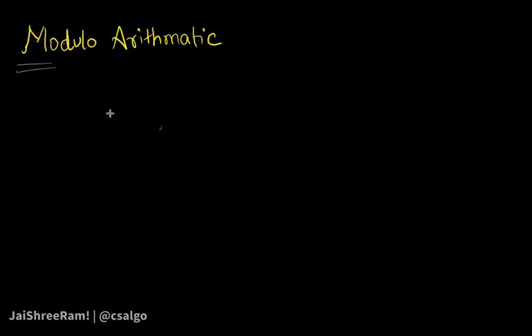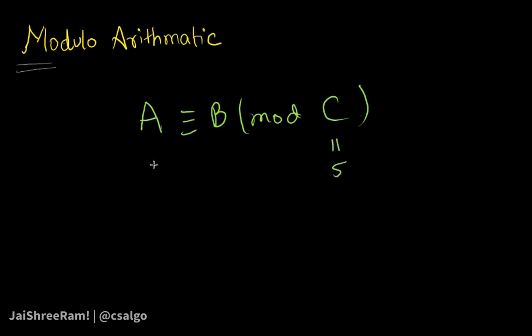In modular arithmetic, there is a notation that you need to understand first. That is, A is congruent to B mod C. Now, what is this notation that we have? We would be understanding this using a diagram. Let's say you have C equal to 5, A equal to 7, B equal to 2. So you have this expression: 7 is congruent to 2 mod 5.